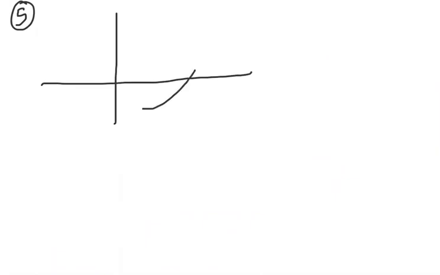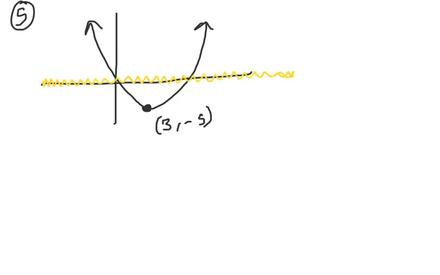So the graph for number 5 looked like this. This is the vertex here. It's 3 and -5. So again, the domain from the graph is everything. Look at the x. All the values in x are used. So that means the domain is R.